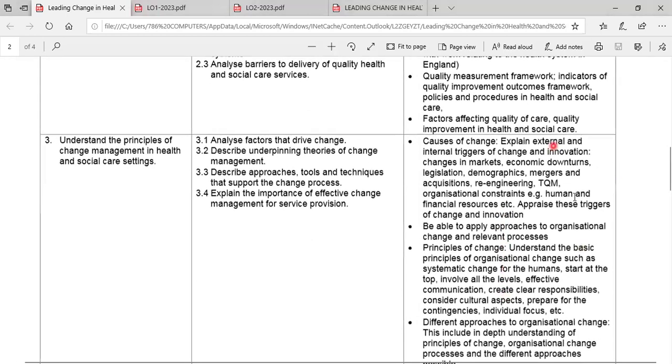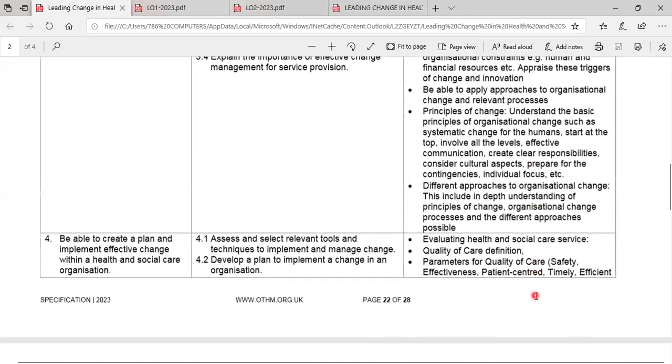So we'll try to apply approaches to organizational change. How do changes in the organization happen? What's the principle of change? We'll understand basic principles: systematic changes for humans, and where they start. We're talking about cultural aspects, different individual focuses, and different approaches to organizational change, in understanding what the principles are.